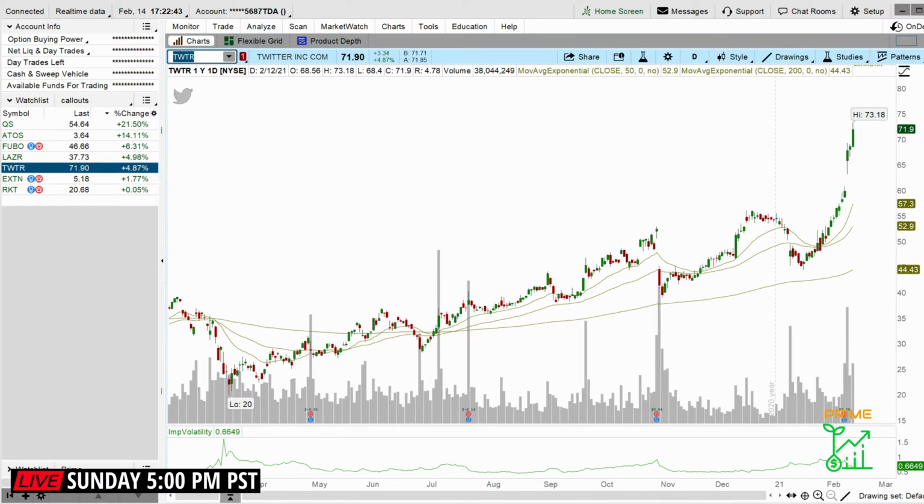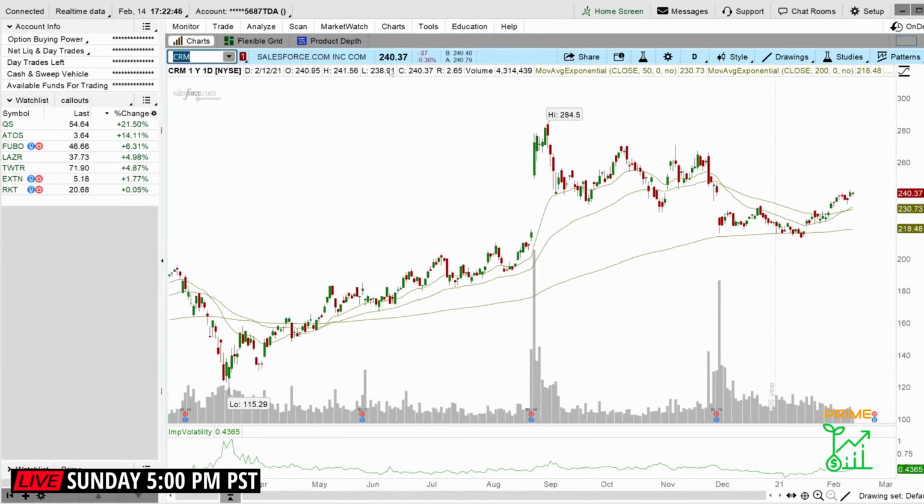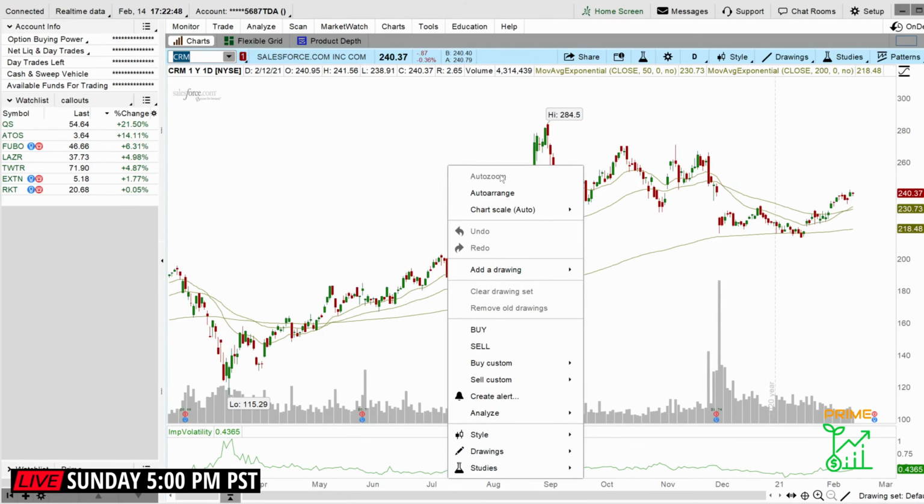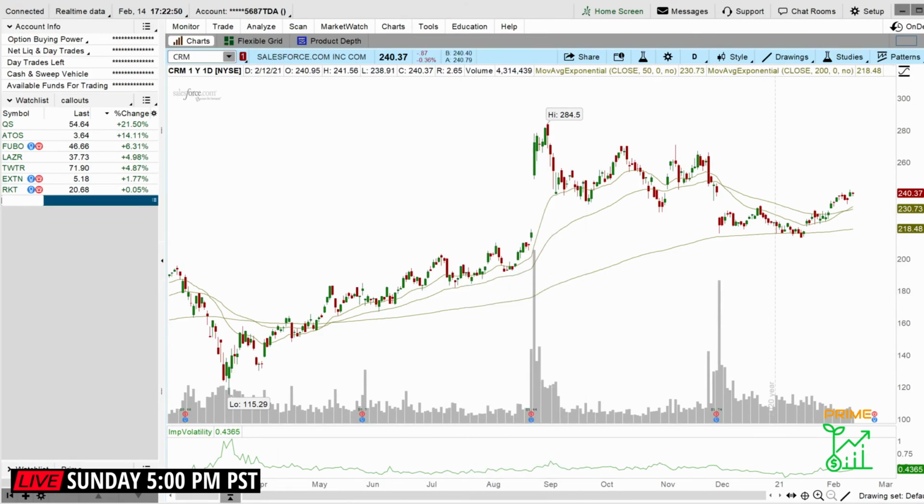Lawrence, CRM. So, Salesforce. I like this chart.